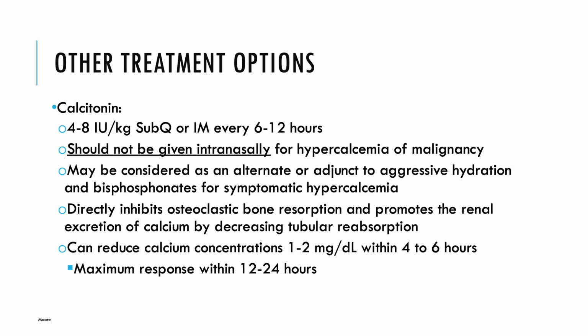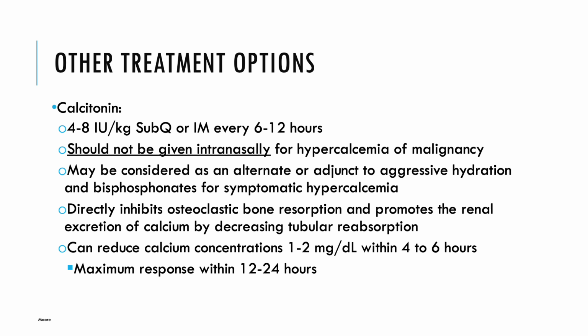Another treatment we have as an option is calcitonin. This medication is dosed 4 to 8 units per kilogram, sub-Q or IM, every 6 to 12 hours. It is very important to remember that for hypercalcemia of malignancy, this should not be given intranasally, and it can be considered in a place in therapy as an alternate or adjunct to aggressive hydration and bisphosphonates for symptomatic hypercalcemia.